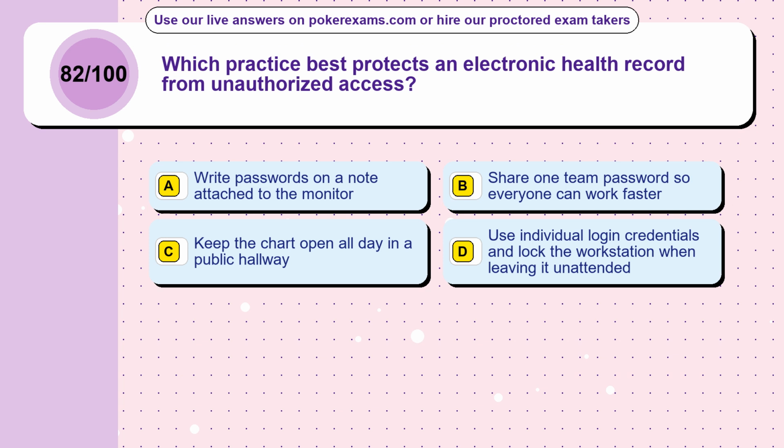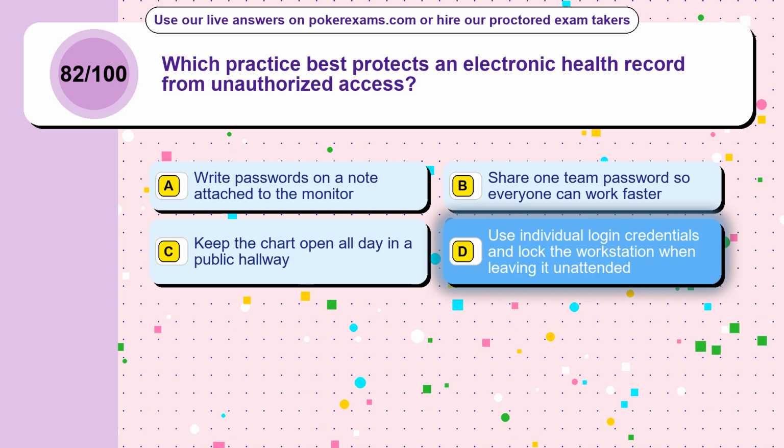Question 82. Which practice best protects an electronic health record from unauthorized access? Option A. Write passwords on a note attached to the monitor. Option B. Share one-team passwords so everyone can work faster. Option C. Keep the chart open all day in a public hallway. Option D. Use individual login credentials and lock the workstation when leaving it unattended.